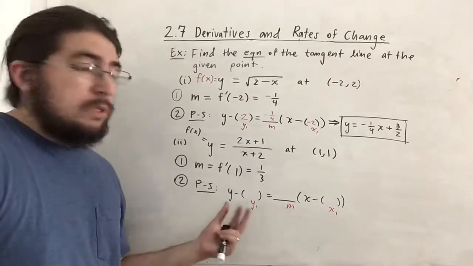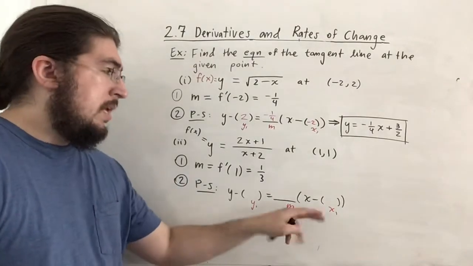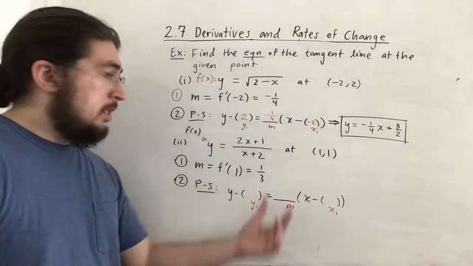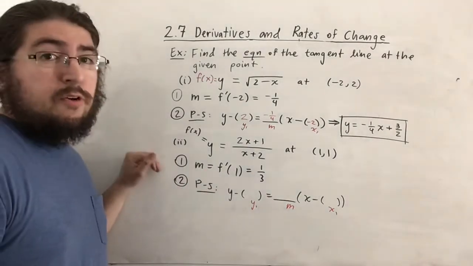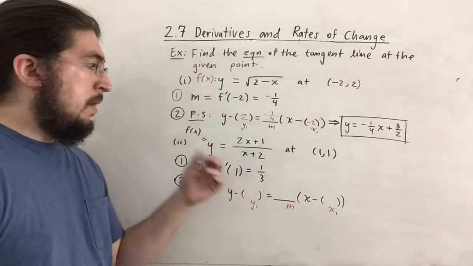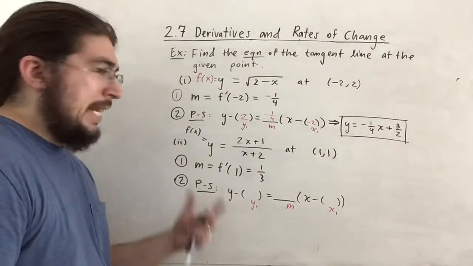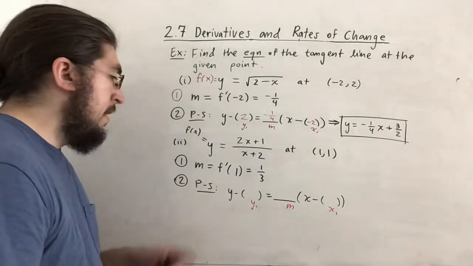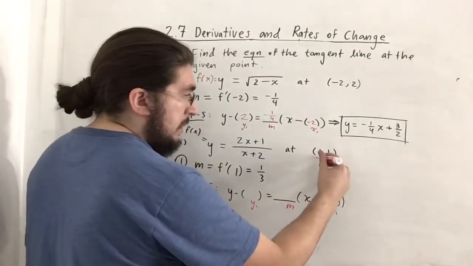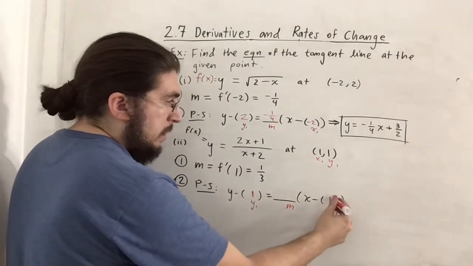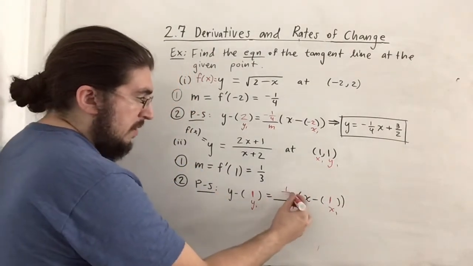Alright, so remember, point slope. Point slope is y minus the y value equals m, the slope, times x minus the x value. Again, point slope means you need a point and a slope. That's why we had to find the slope first, so we can use point slope with the slope we found and the point that was given. Hence the name point slope. Now the x and y values of this point, x1, y1, are 1 and 1, and the slope we just found is 1/3.